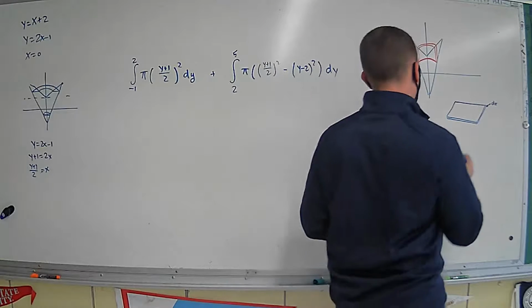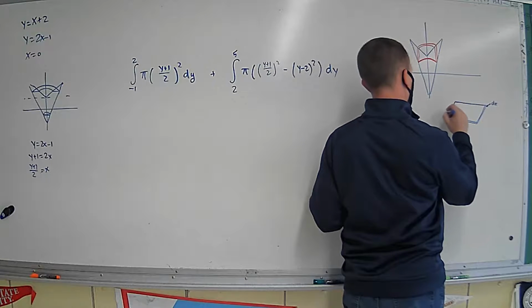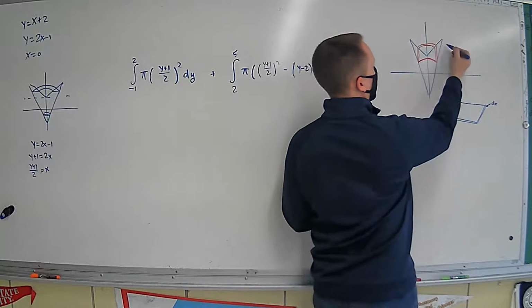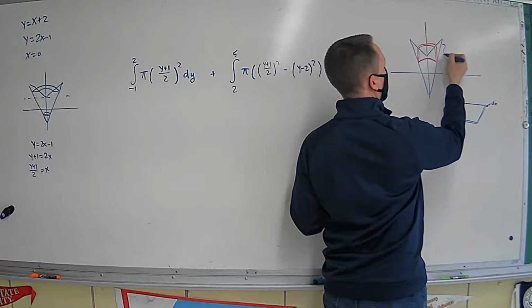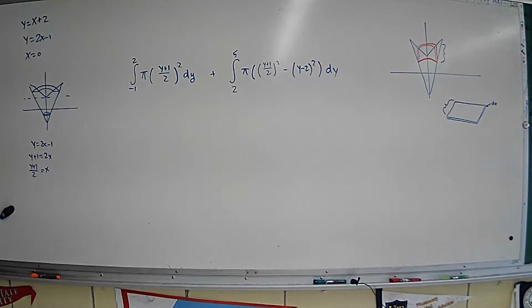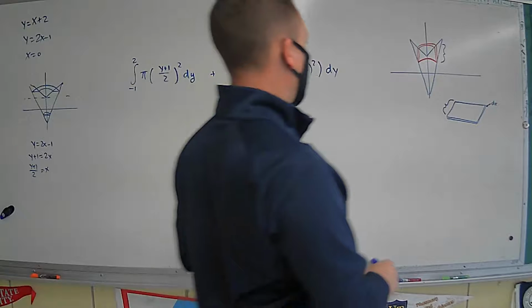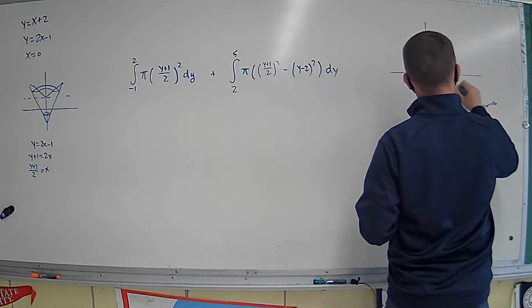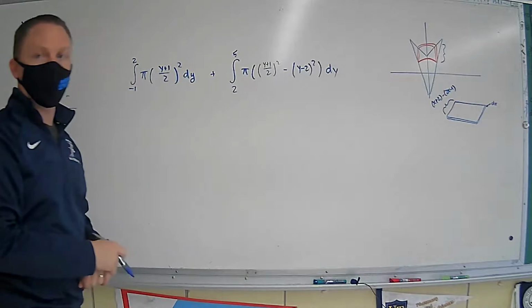Now this length right here could correspond to that length right there. What is that length? It's a function of x. It's actually the difference between two functions of x. What is it, Samuel? It's x plus 2 minus 2x minus 1. Everybody see that?